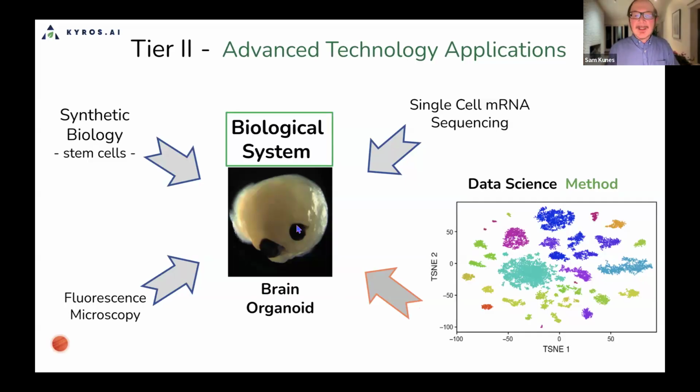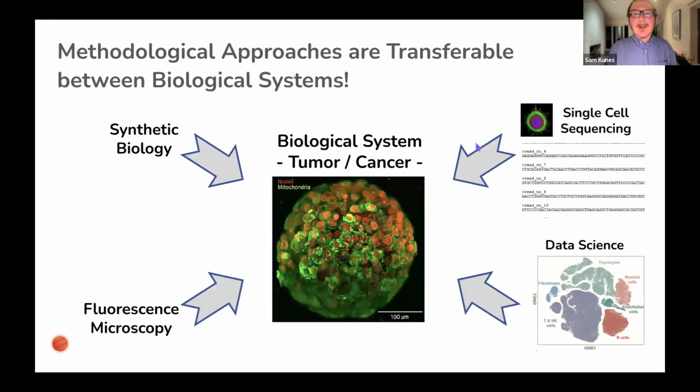So you have a biological system here, the brain organoid. You have these different technologies that can be applied to study it: fluorescence microscopy, synthetic biology to use stem cells, single cell RNA sequencing, and then data science to study what all of that information means. We can take that and apply it to whatever.